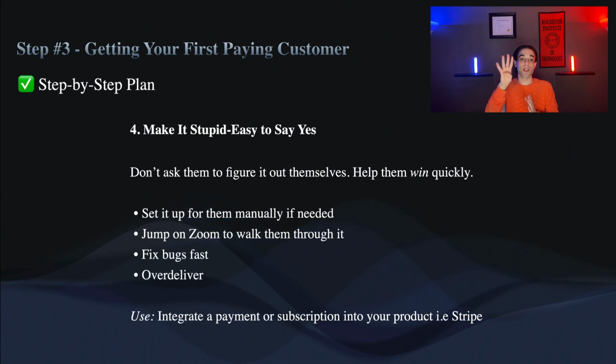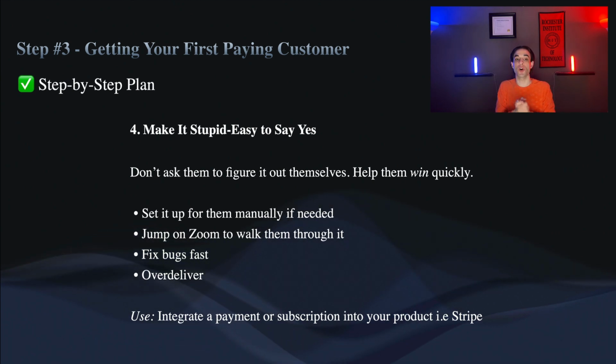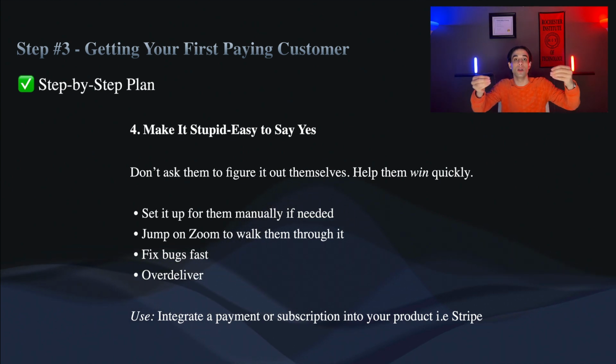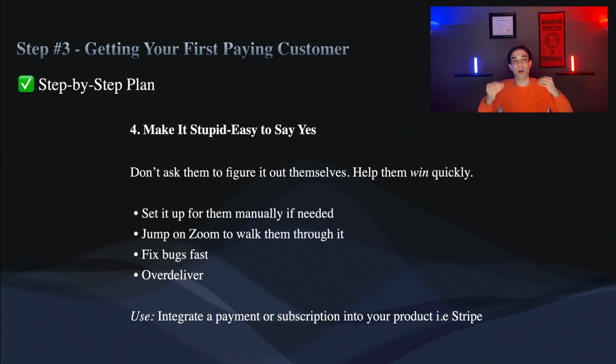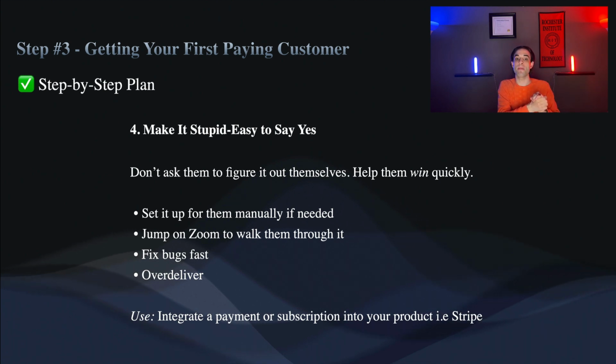And step number 4 is make it stupid easy to say yes. So don't ask them to figure it out themselves. Help them win quickly. Set it up for them manually if needed. If they need an account registered, set it up for them. Make the process smoother and easier in the beginning. Jump on a Zoom to walk them through it, right? You want to be as personal as you can.